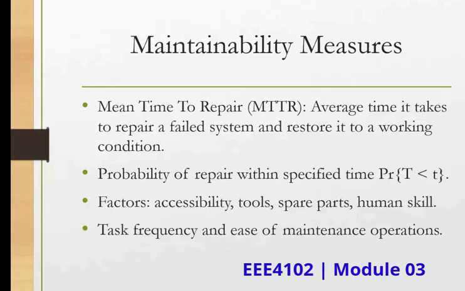The second measure of maintainability is the probability of repair within a specified time. This measure answers the question: what is the probability that we can fix this system in less than a certain time? Because the less time you take to fix the system, the better the maintainability.